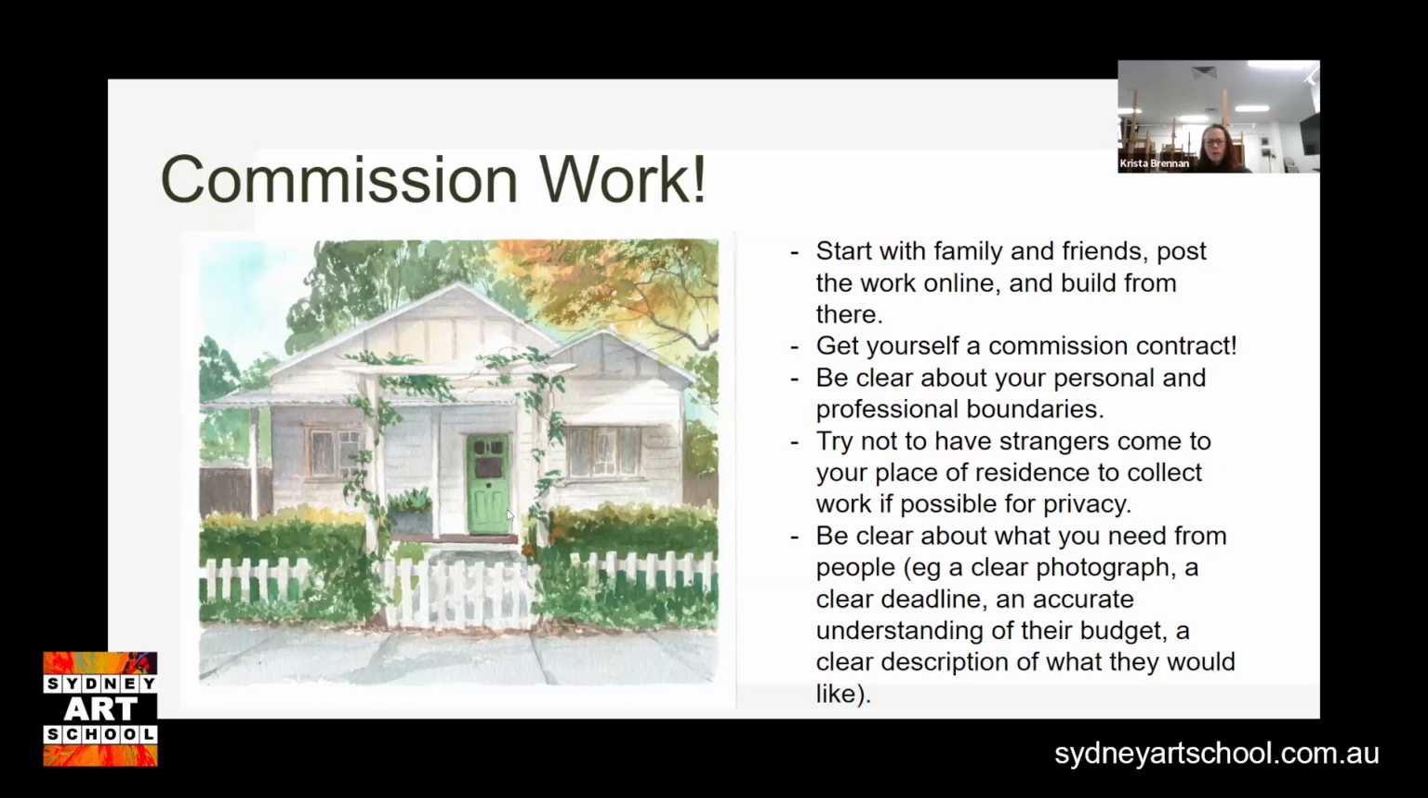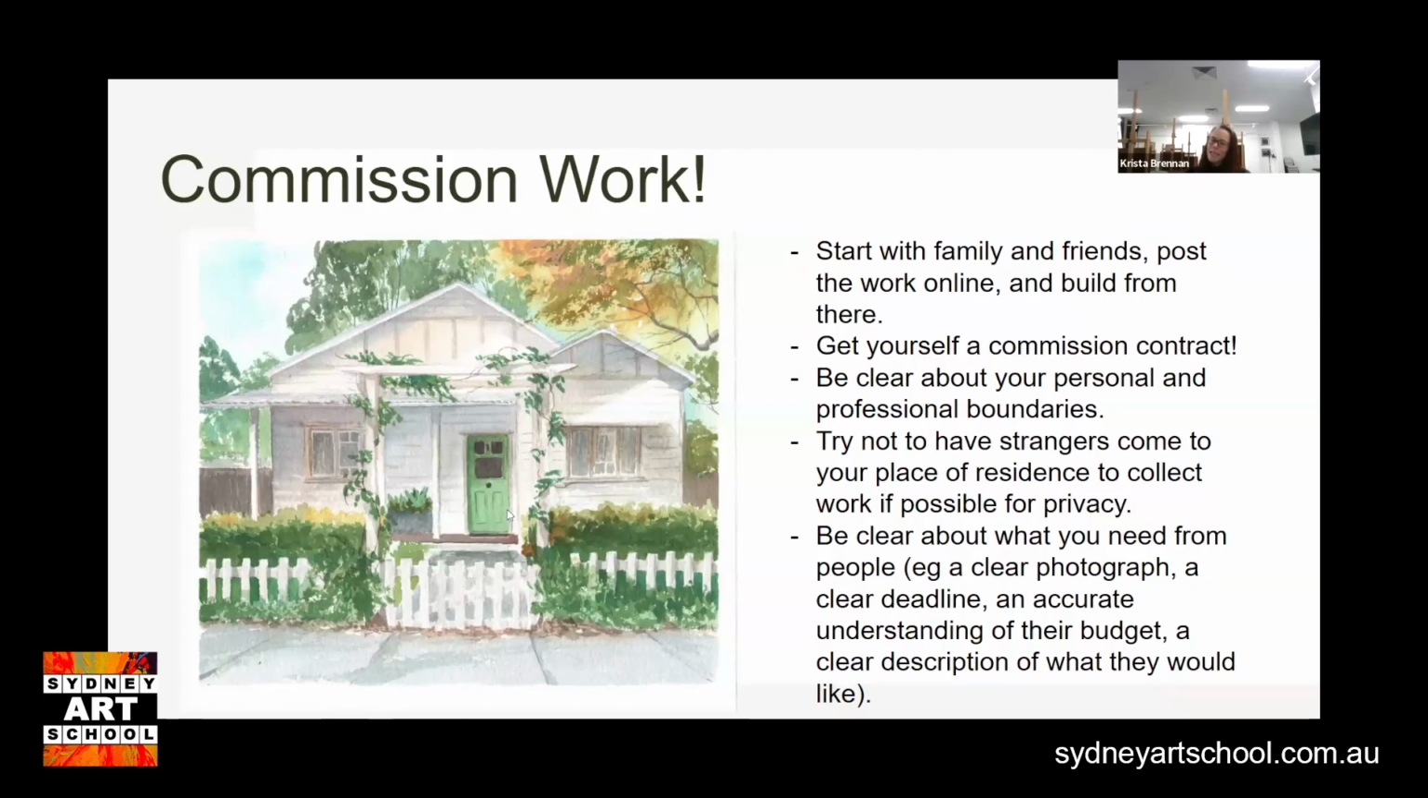Make sure that you have personal and professional boundaries. Be clear about what those boundaries are. Meaning, if you're not prepared to take calls at 2 a.m., then make sure that people understand what your business hours are, as it were. When are you available to have a discussion? Try not to have strangers come to your place of residence to collect work if possible, for privacy. So sometimes your work will be shipped, or you might need to deliver it. That's fine. But obviously it's just a general safety principle: don't let strangers into your house.